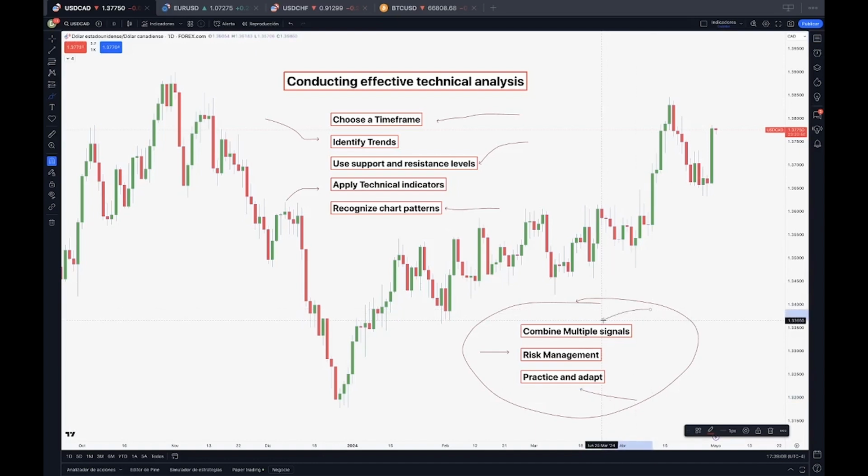Always look for confluence between different technical factors to increase the probability of a successful trade. For example, a trend line break accompanied by a divergence in an oscillator like RSI, or a divergence between different stocks. Remember, technical analysis is both an art and a science, so it requires practice and experience to master effectively.